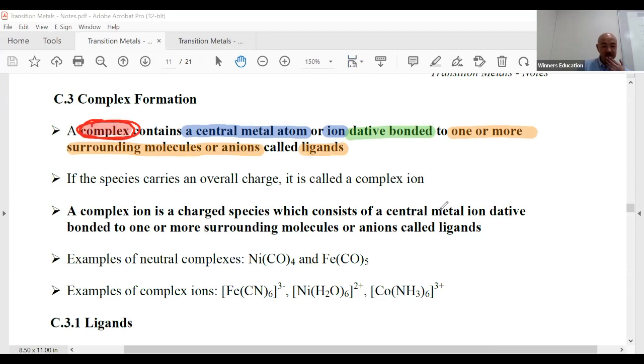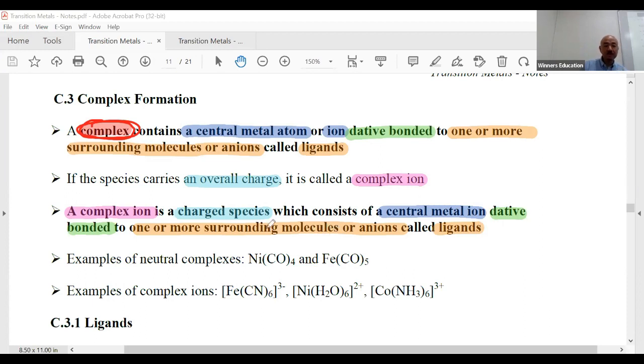Formally, in transition metals especially. Now, if the overall species, whatever is formed, carries an overall charge, then we'll call it a complex ion. And a complex ion, once again, is a charged species. It has a charge, positive or negative, which consists of a central metal ion that is, once again, dative bonded to one or more surrounding molecules or anions called the ligands.